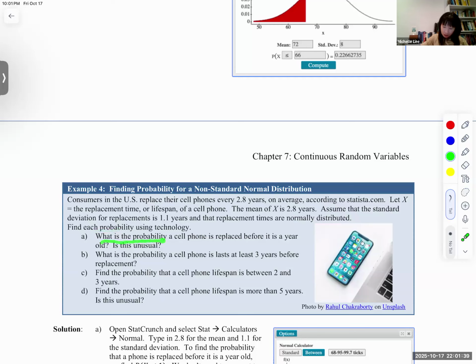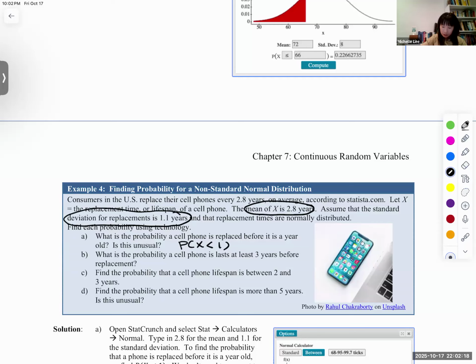What is the probability a cell phone is replaced before it's a year old? So we are using mean equal to 2.8 years, and the standard deviation is 1.1. And then we use the probability of X less than 1 year. And then we check the probability. If less than 0.05, that's unusual.